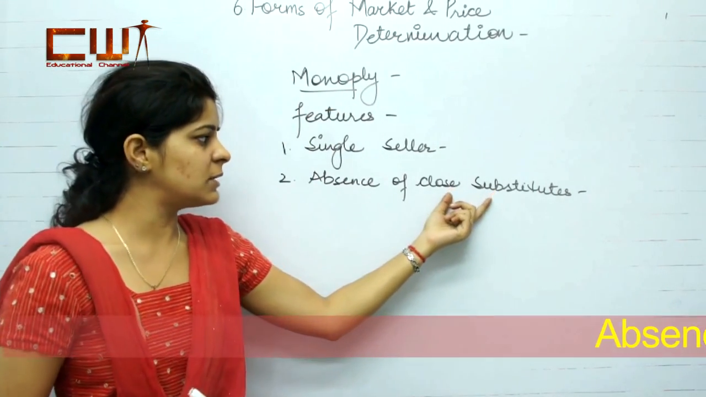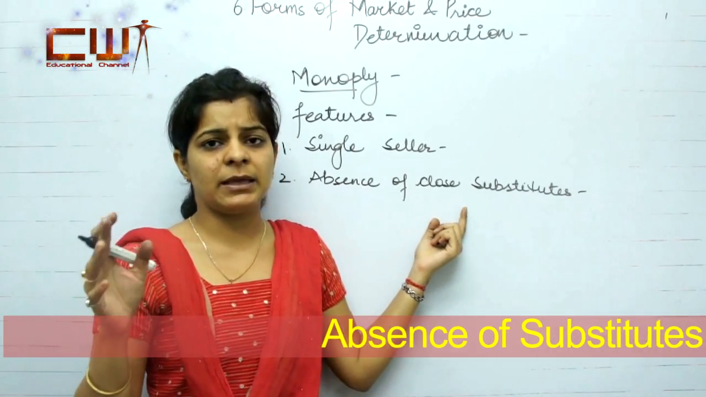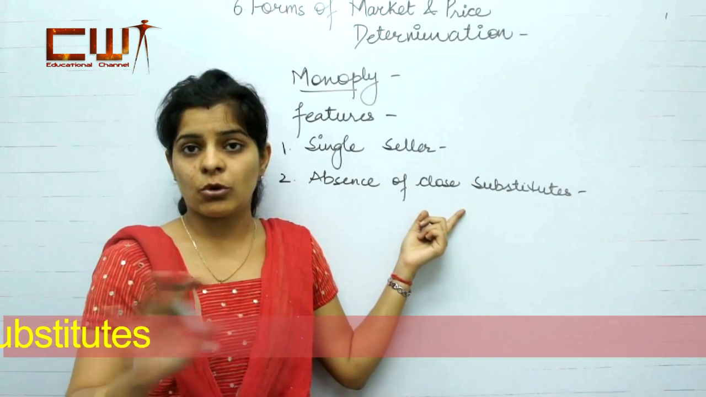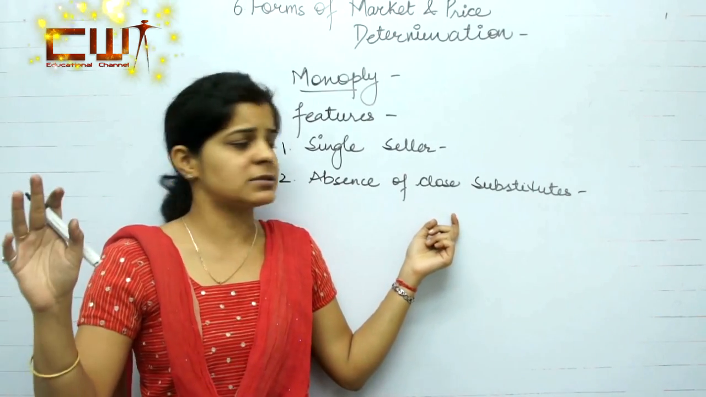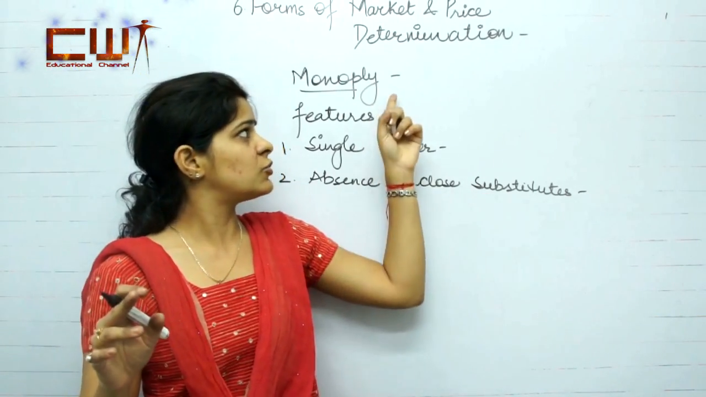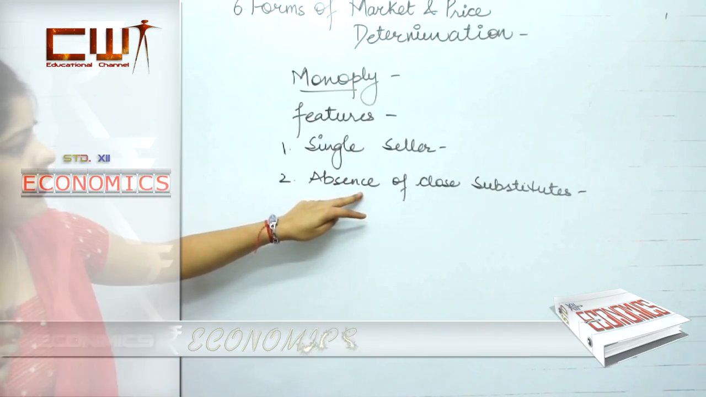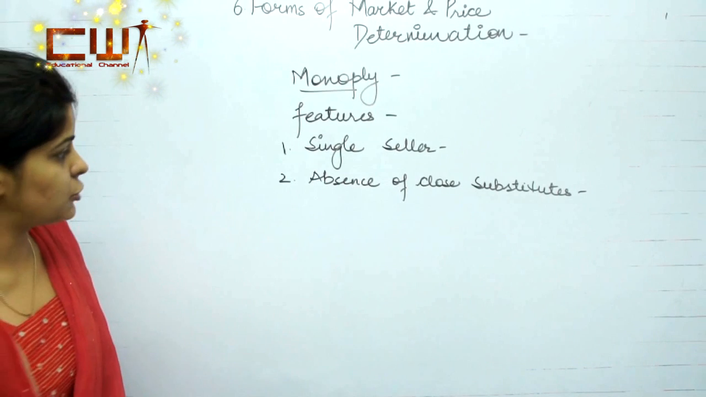Close substitutes means another producer who is producing goods of a similar nature, but there are no close substitutes available at a distance, and that's why he is enjoying the monopoly in the market. People have to be dependent on him because they don't have any other choice.